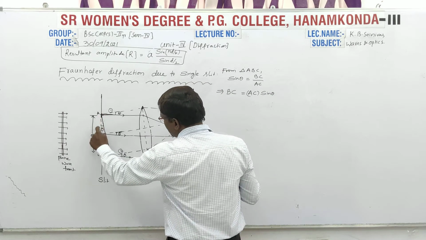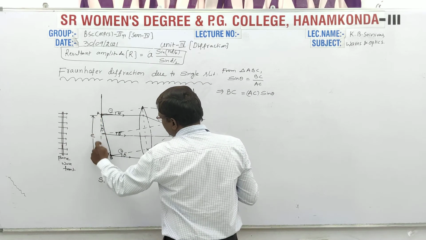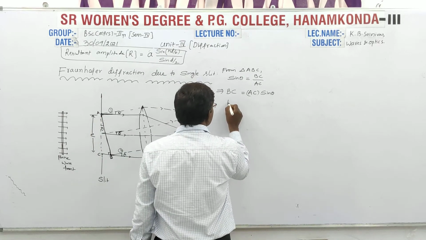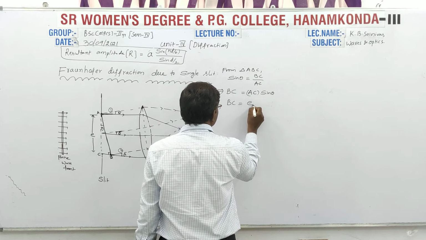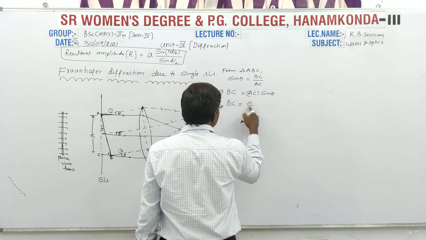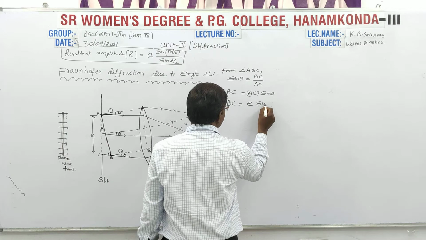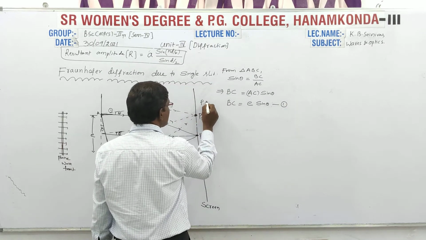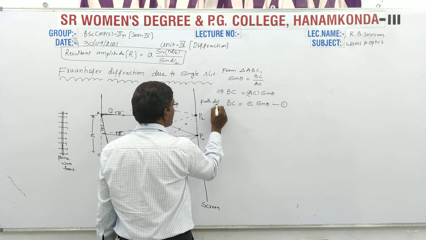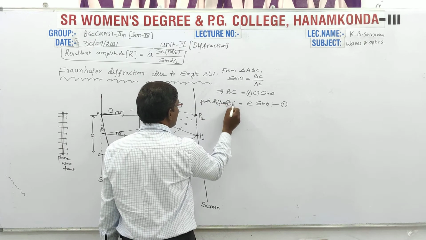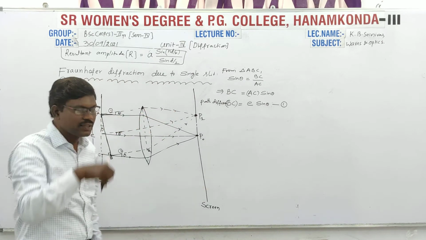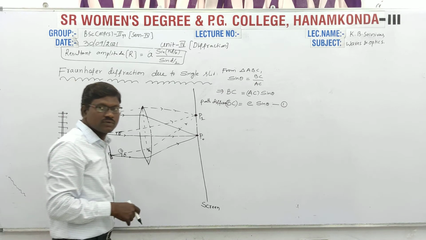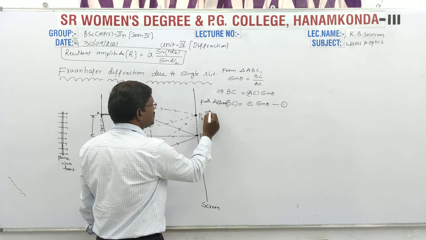What is the length of AC? Length of AC is nothing but the width of the slit. Its value is equal to small e. So BC equals e, the width of the slit, into sin theta. Let this be equation number 1. Equation number 1 represents the path difference between the first and last ray. I have calculated the path difference between the 2 rays. Clear? So from this we can calculate the phase difference.